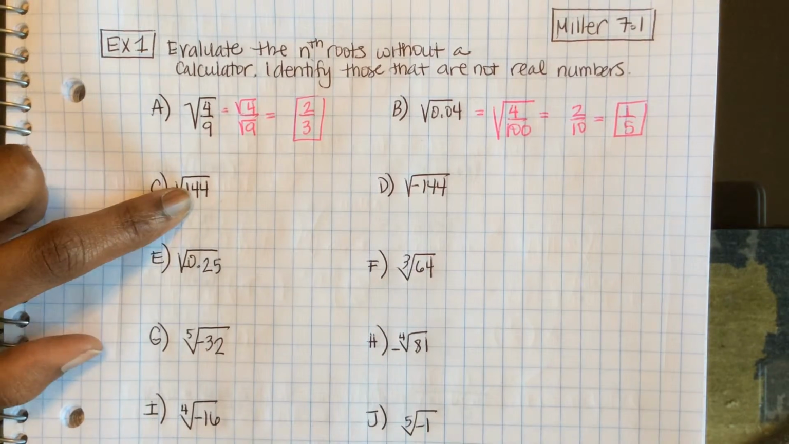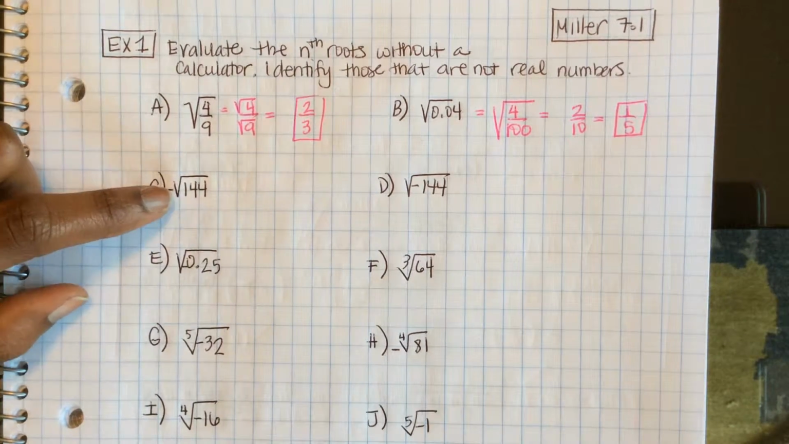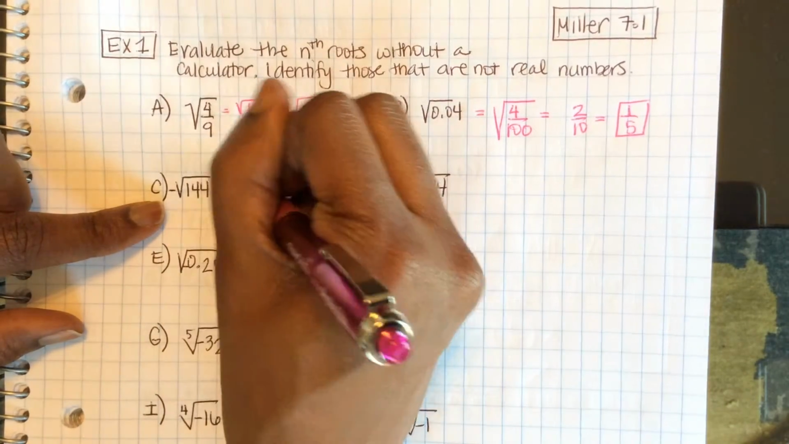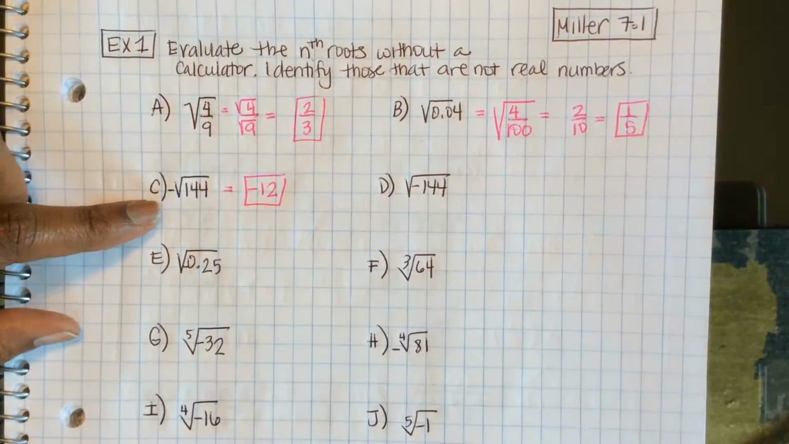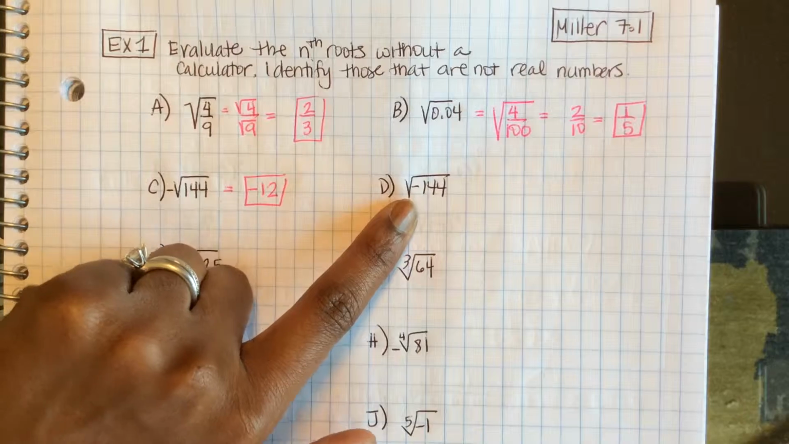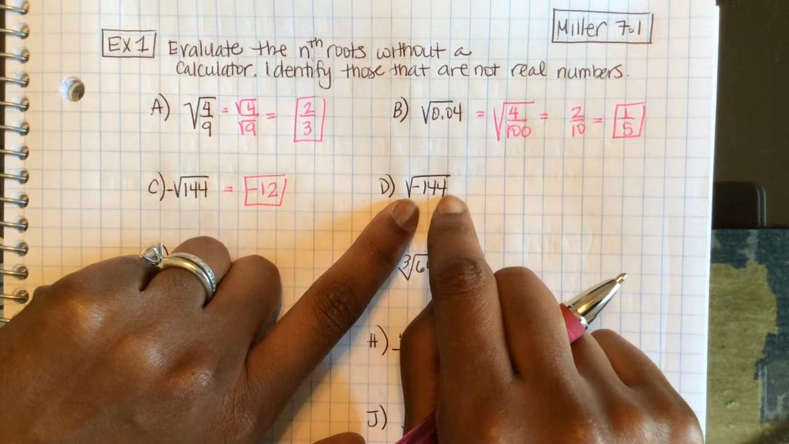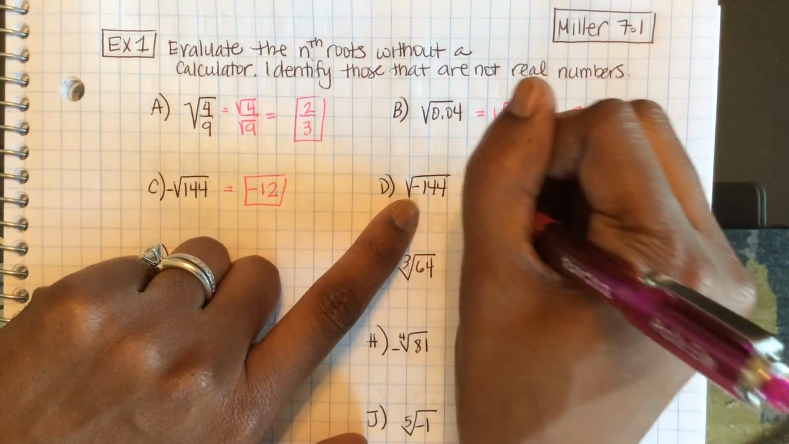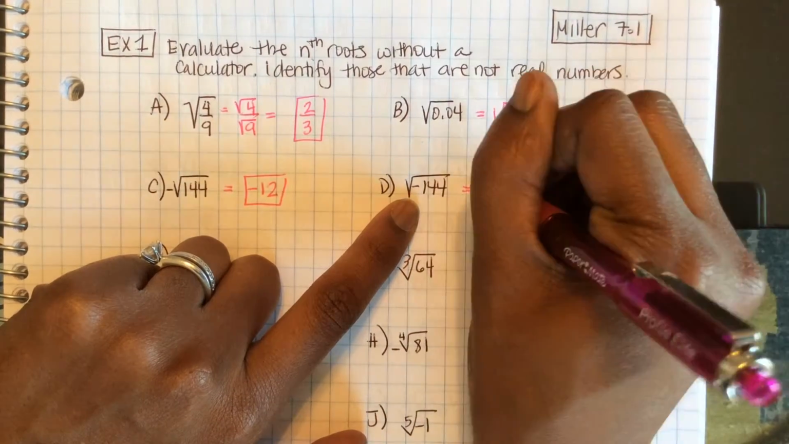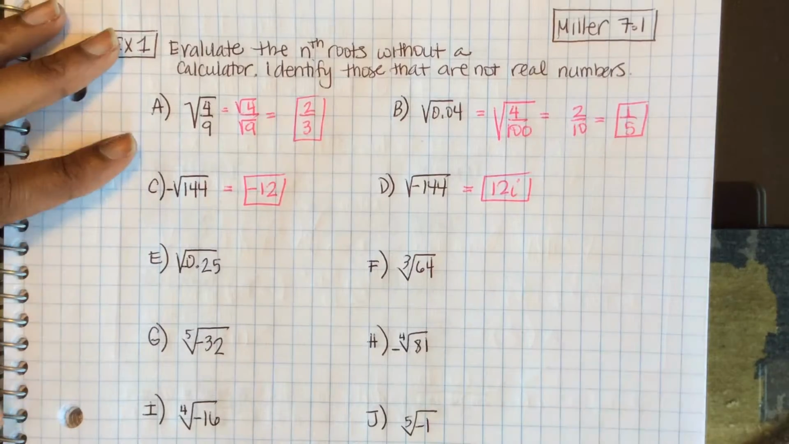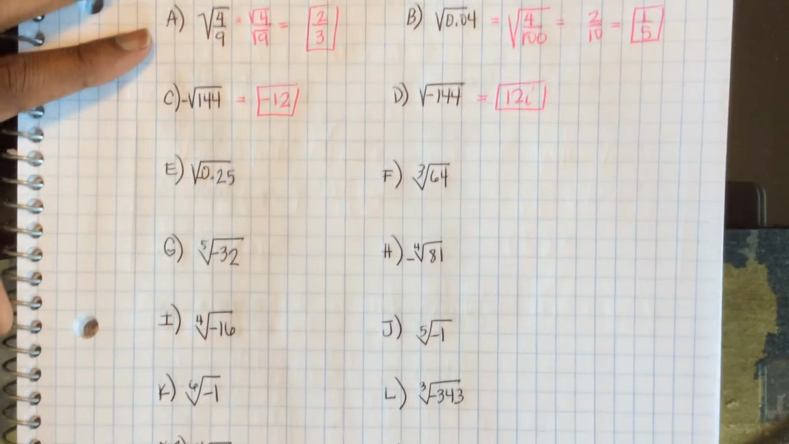So negative square root of 144 means we want the negative square root, which would be -12. It's a perfect square. Now, square root of -144, remember there is no real number that squares to make a negative. So this one would be 12i, an imaginary root. All right, let's keep it going.